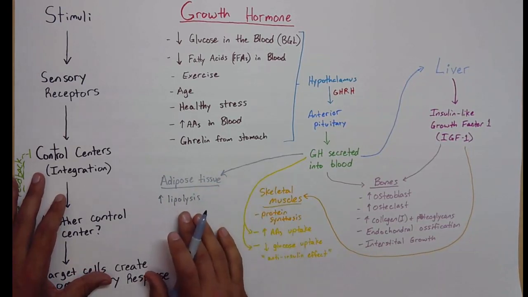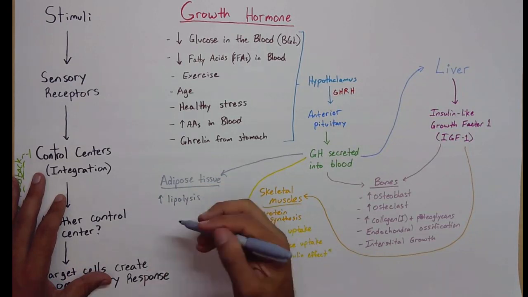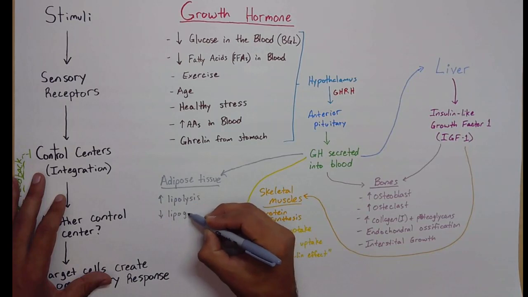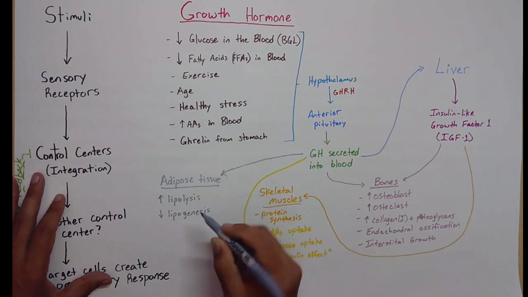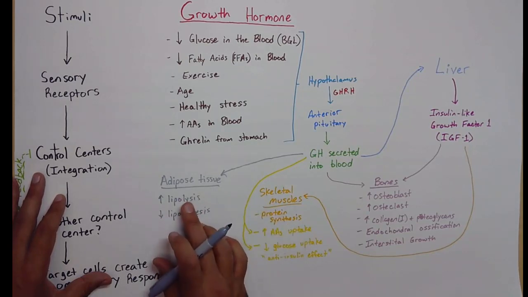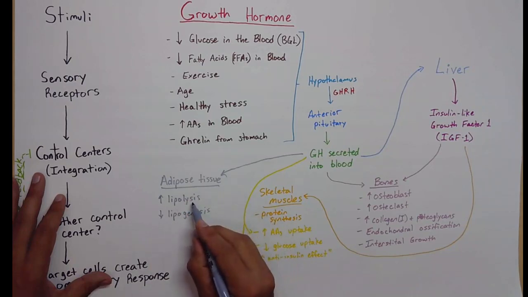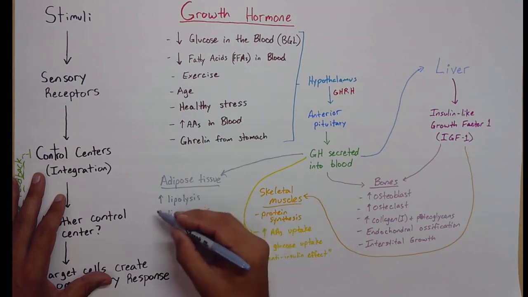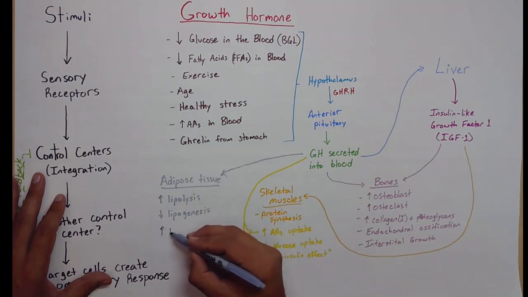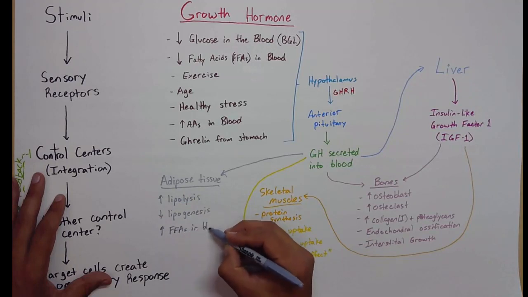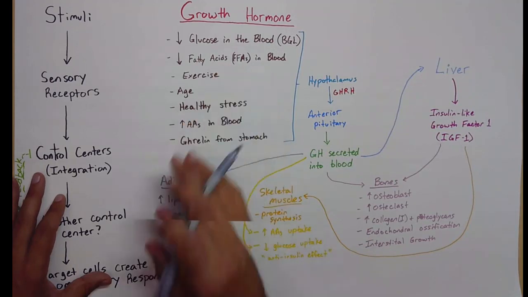Lipolysis, which means to break down fat. It's actually going to be inhibiting lipogenesis. It wants to stop the formation of new fat, and it wants to break down fat. And as I break down this fat, I'm going to be releasing fatty acids into the blood. That's going to increase the number of free fatty acids in the blood, which is exactly what we wanted. It's the opposite of the stimulus.